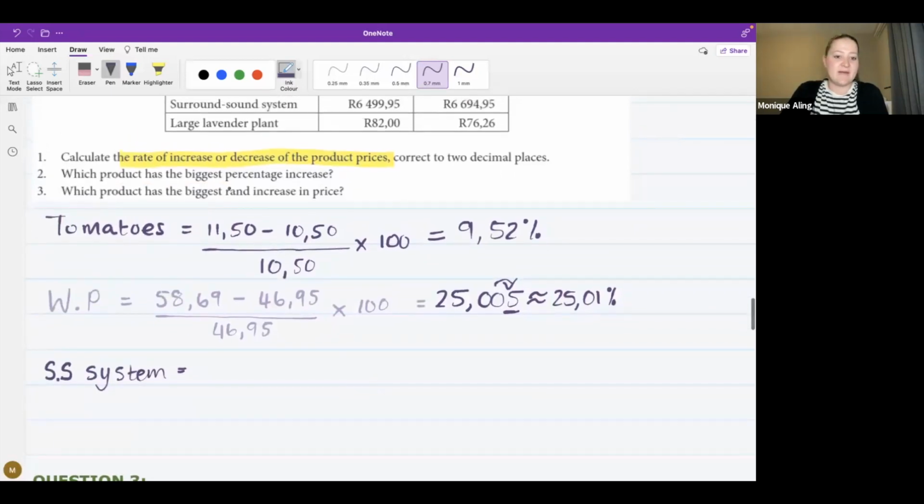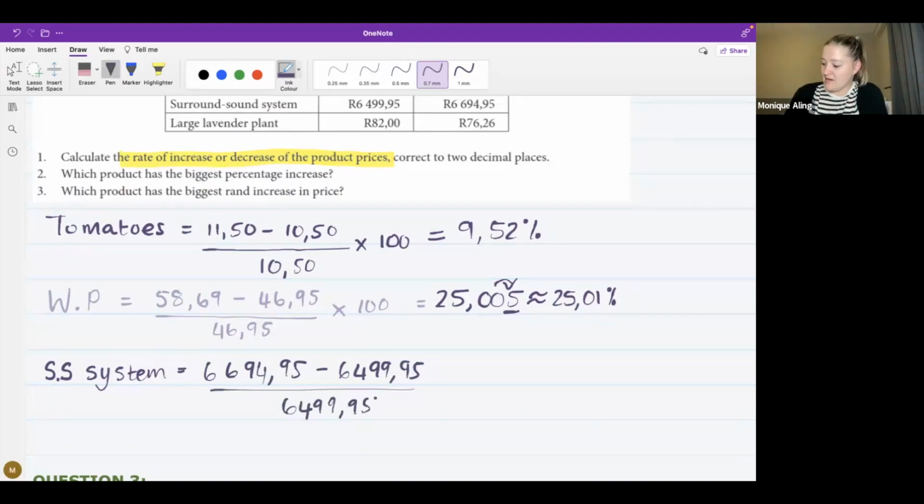What did we get as our answer? It was 6694,95 minus 6499. And we get 3%. Good. So if there are no decimals, or if it's just 00, we don't need to add that in.